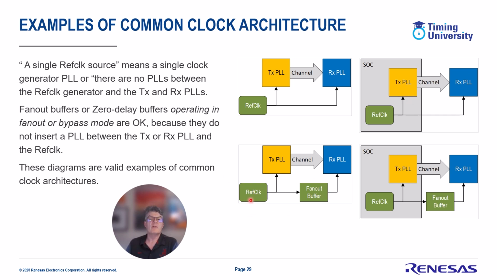Down here we have a ref clock driving the transmitter, driving a fan-out buffer, driving the receiver. And this is still common clocked because if we go back this way, we don't encounter any PLLs until we get back to the source clock, the reference clock. And even if that ref clock generator is inside the SoC, again, you can add a fan-out buffer outside and still be common clocked. So let's look at some more complicated possibilities.